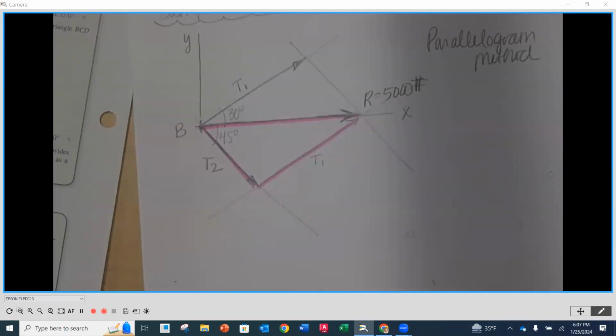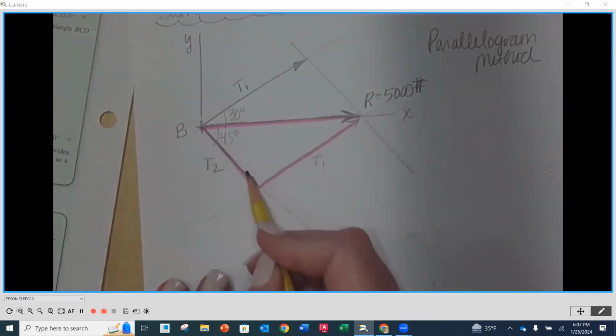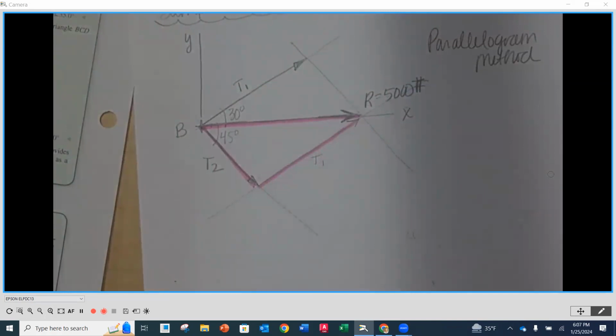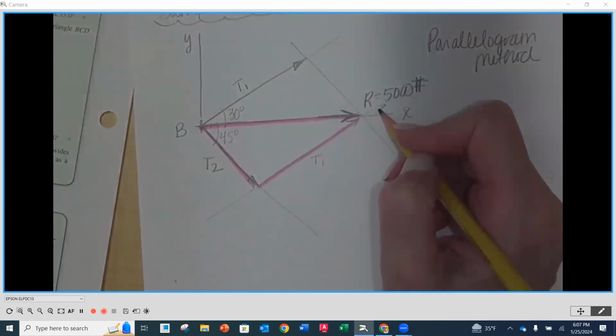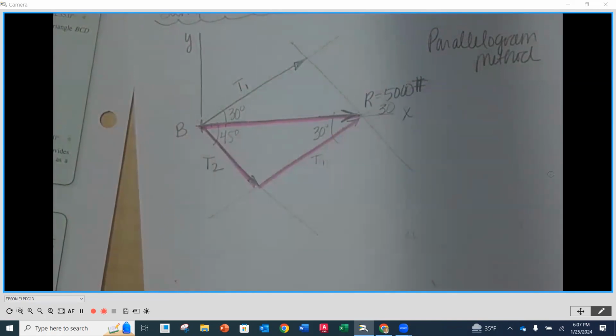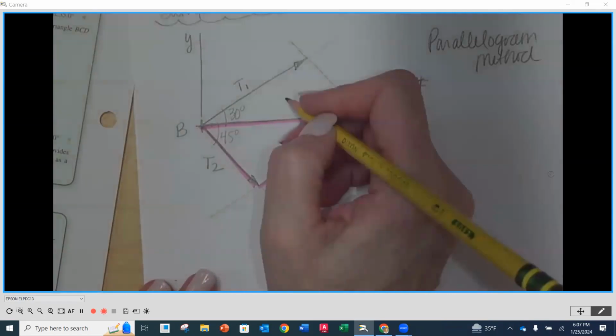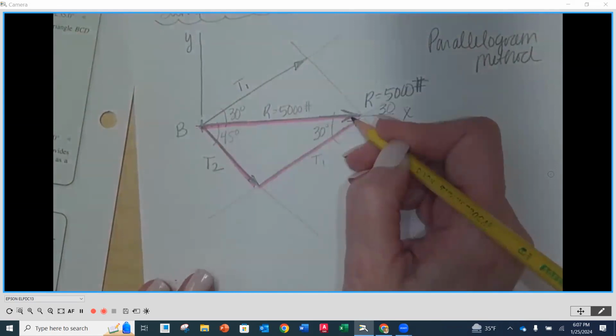Now, as we look at the construction that we have and at our triangle, are there any angles that we know? We know the 45 because that one's drawn in there by the diagram. But do we know this angle or this angle? The one on the right is 30. So if we extend this out like this, this is 30, right? So thus, this is going to make this angle 30 as well. And we know the magnitude here: R is equal to, I'm going to put it right here, 5,000 pounds. So this is a known length, right?